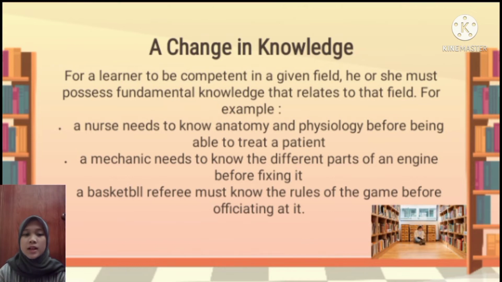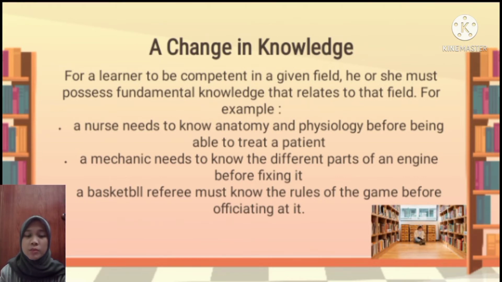For example, a nurse needs to know anatomy and physiology before being able to treat a patient. A mechanic needs to know the different parts of an engine before fixing it. A basketball referee must know the rules of the game before officiating. Because knowledge is such an important element in all fields, being able to determine the level of knowledge a learner has is a critical part of instruction.